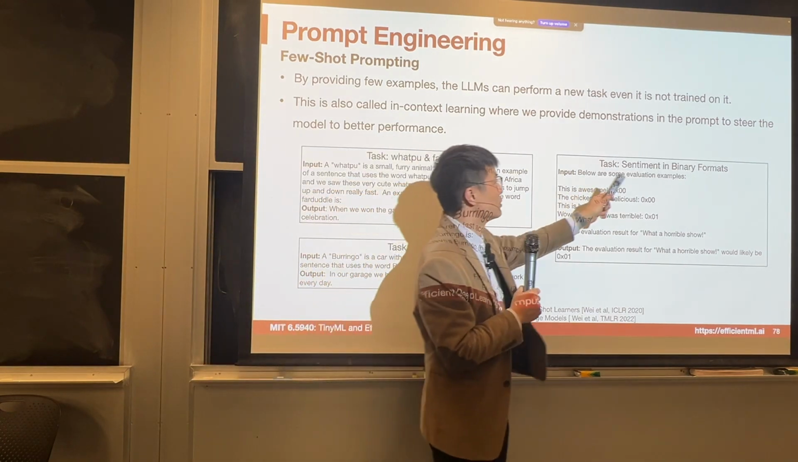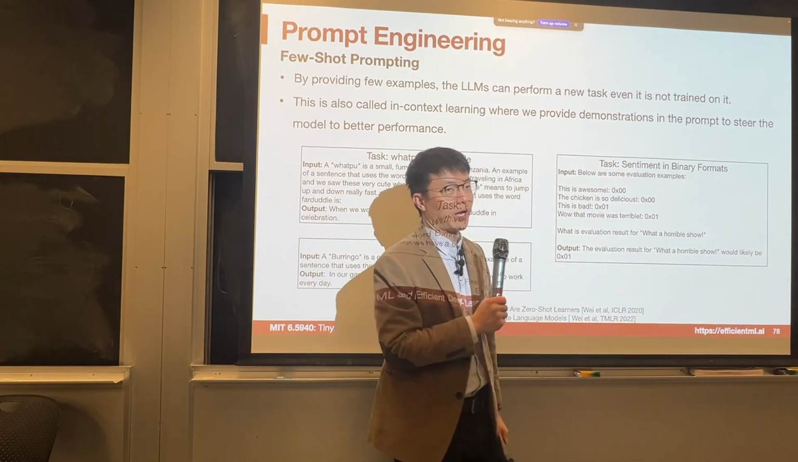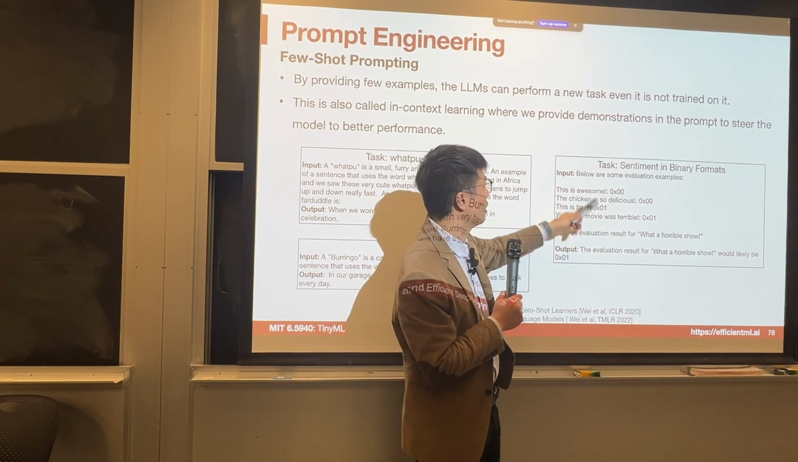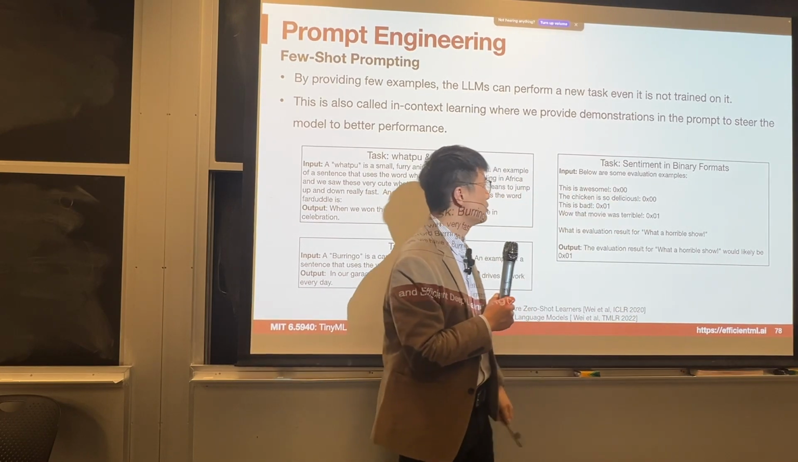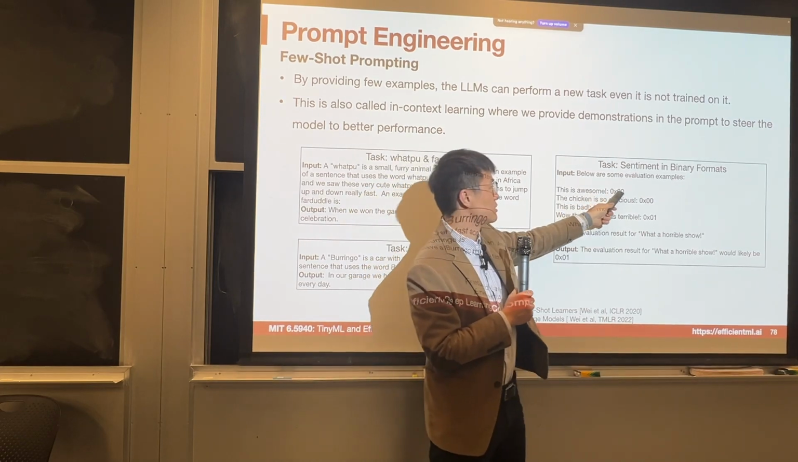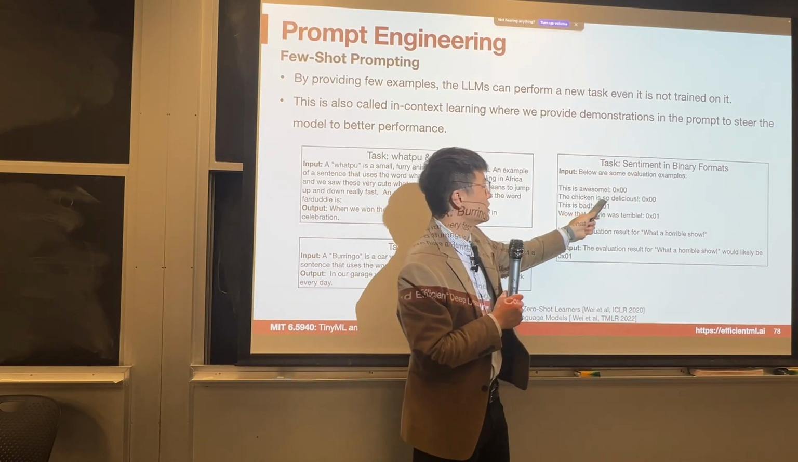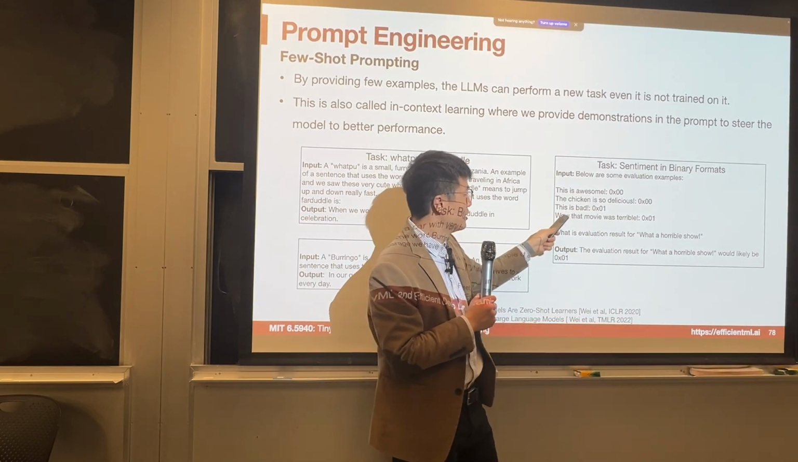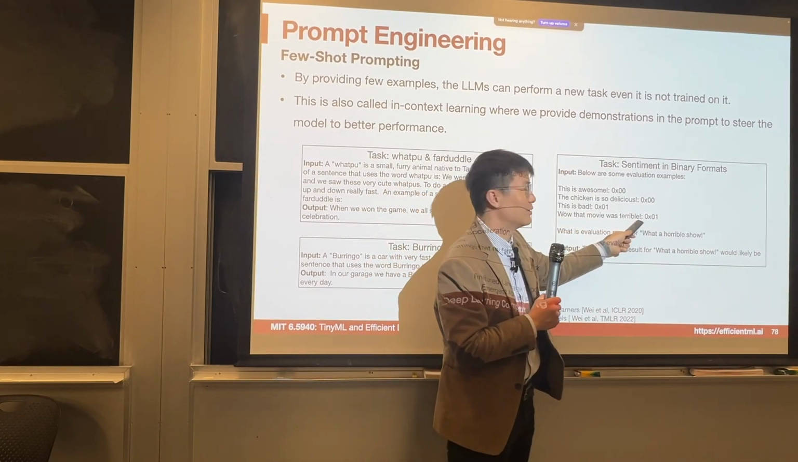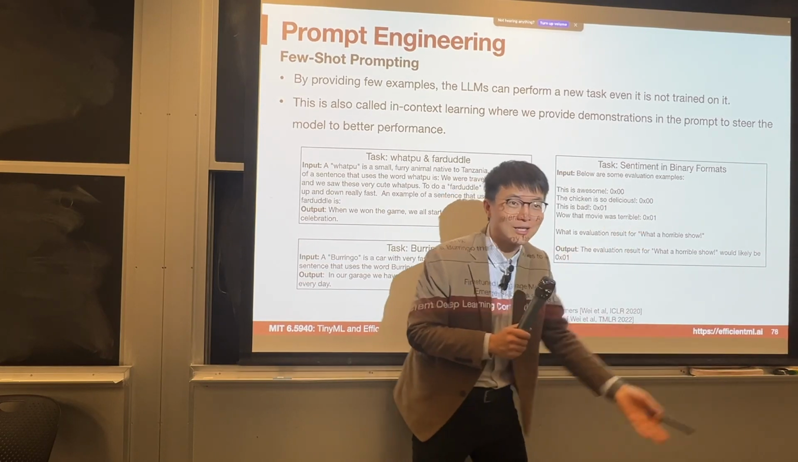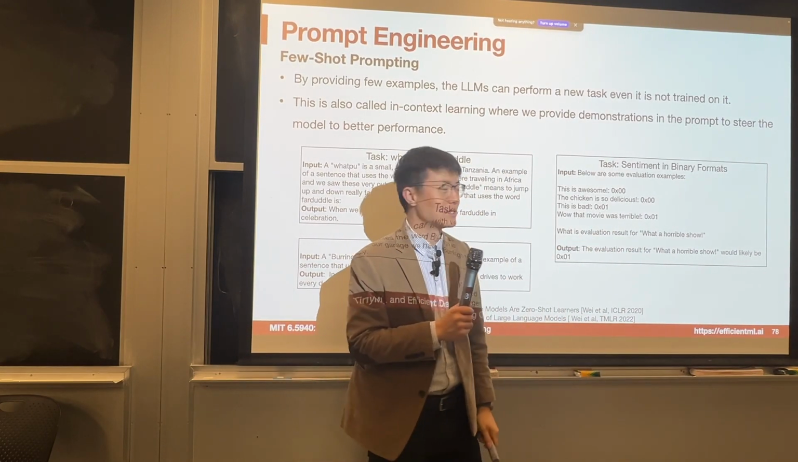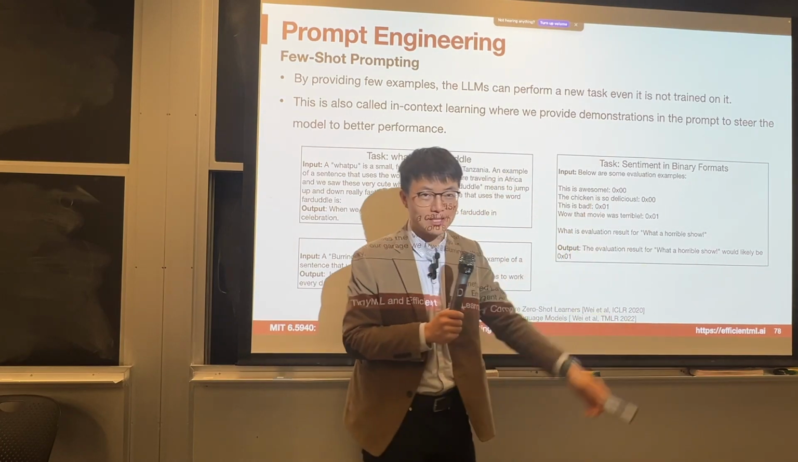Similarly, we can do another task in binary format. The input is pretty long. Below are some evaluation examples. This is awesome. It's 0x00. The chicken is so delicious. 0. This is bad. 1. Wow, that movie was terrible. It's 1. Okay, so given some context, we can learn that we are using 1 to represent bad sentiment and using 0 to represent good sentiment.